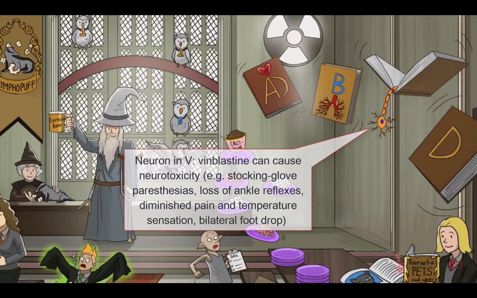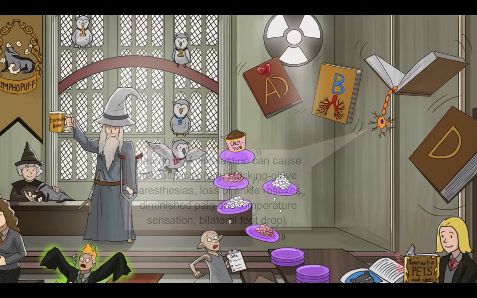A peripheral neuropathy may present after a few weeks of treatment, manifesting as distal symmetrical paresthesias in a stocking glove pattern. Loss of ankle reflexes and pain and temperature sensation occurs as well. In some cases, motor neurons are affected, resulting in weakness and bilateral foot drop.